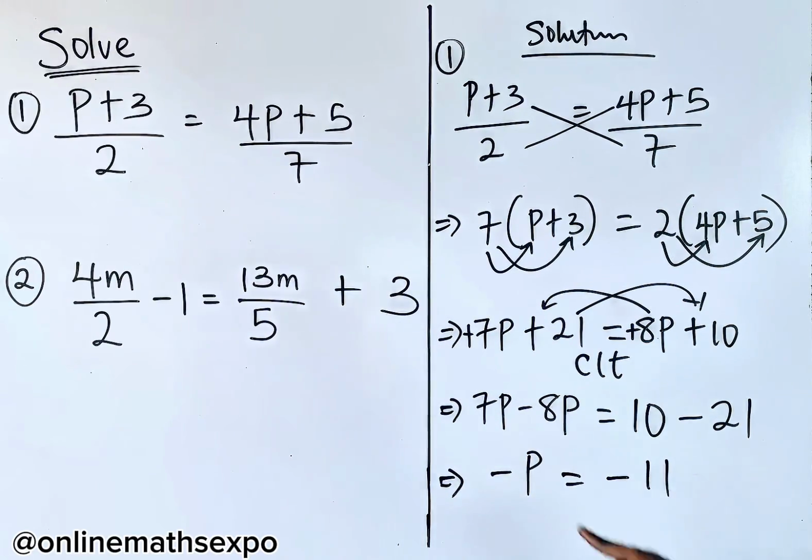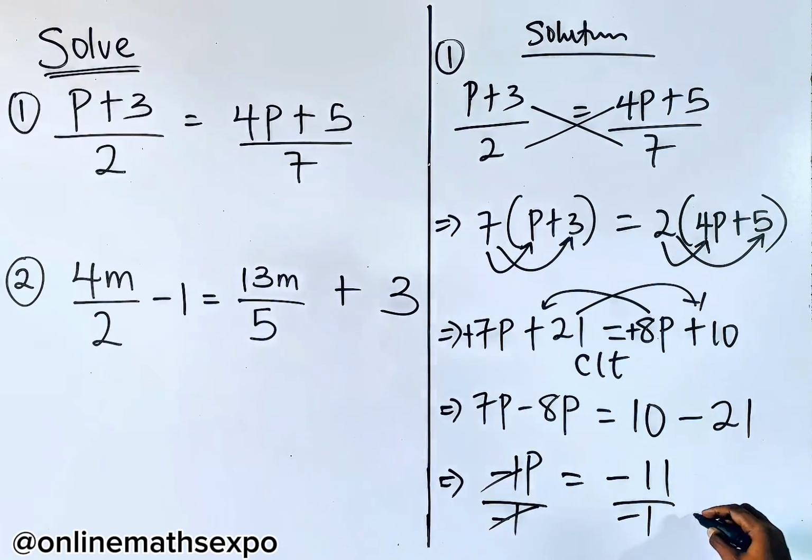Remember, we said this is negative 1p. To remove the negative 1 before this p, divide by negative 1 because it's a coefficient. So you divide by negative 1. This will cancel. So you are going to have p equals negative divided by negative is positive, 11 divided by 1 is 11. So the value of p for this equation is 11.